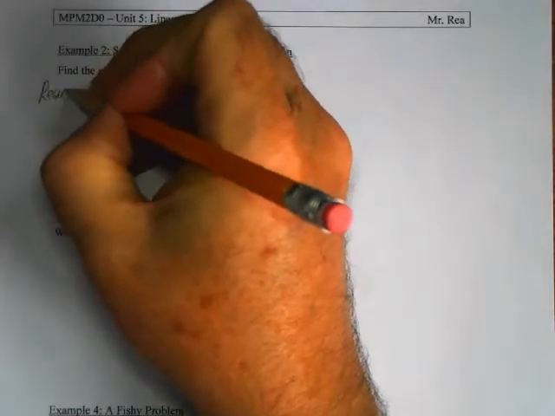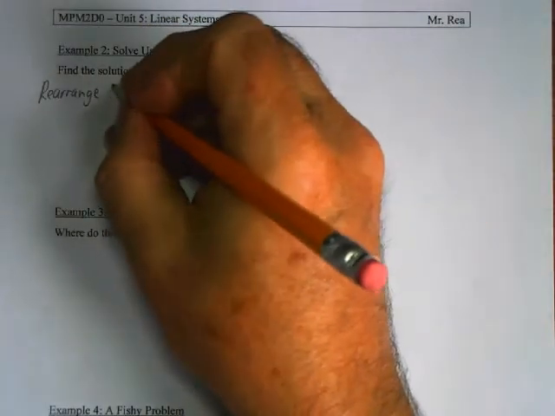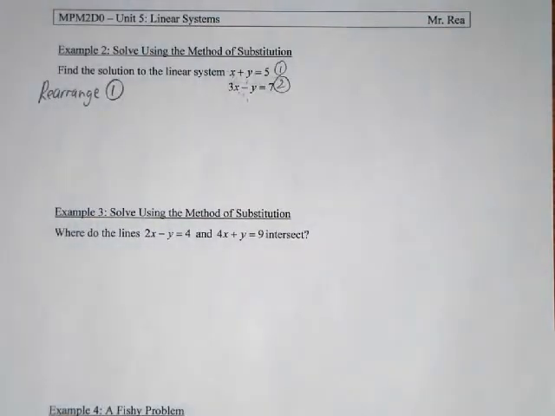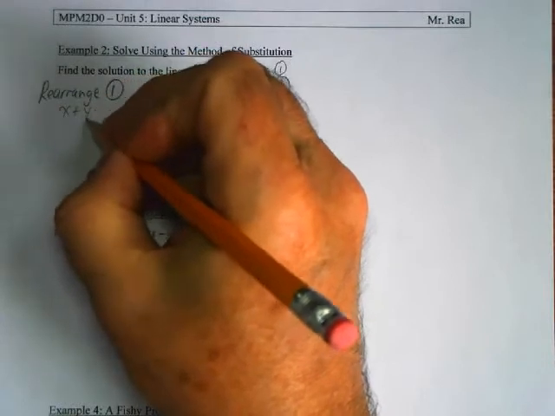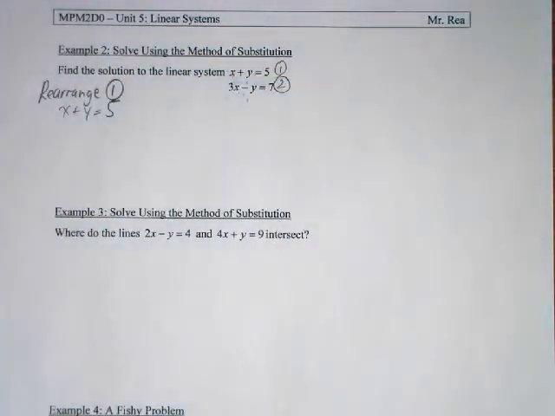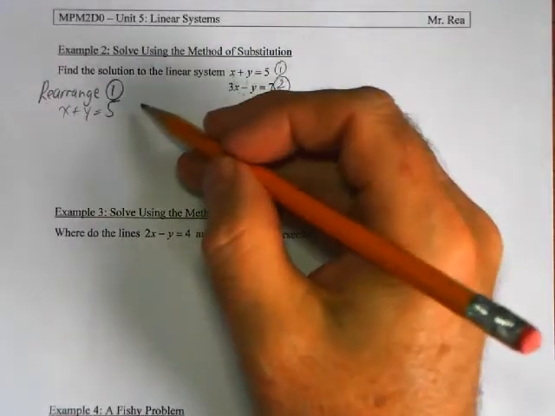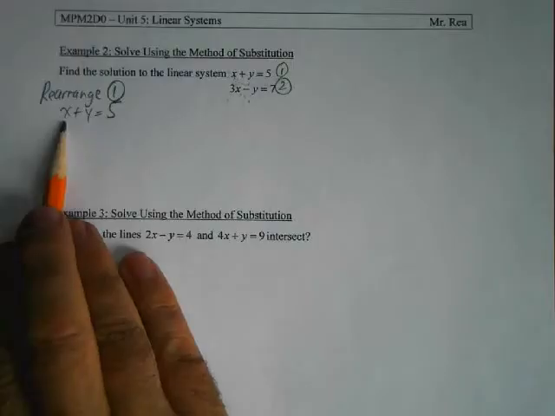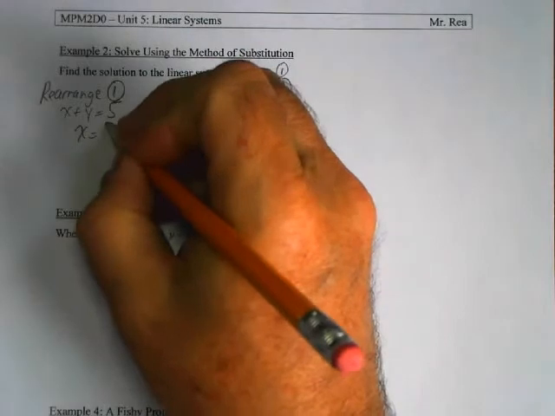So here's where people will do things different ways. And if we do it right, it should end up the same. So we're going to take equation 1, and I'm going to rearrange it. So x plus y equals 5. Okay, now I'm going to decide I want to rearrange for x. So if I want to get x by itself, what do I have to do to both sides? I have to subtract y. So when I do that, I get x equals 5 minus y.